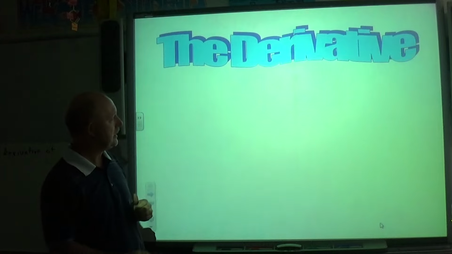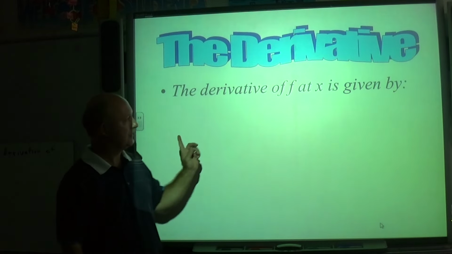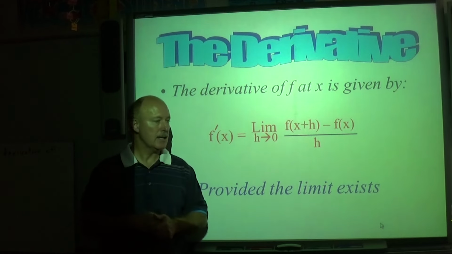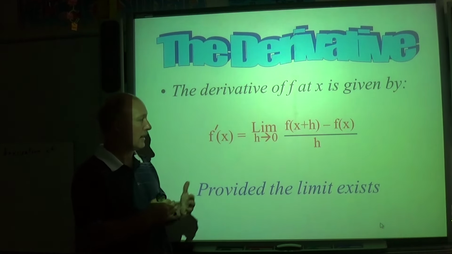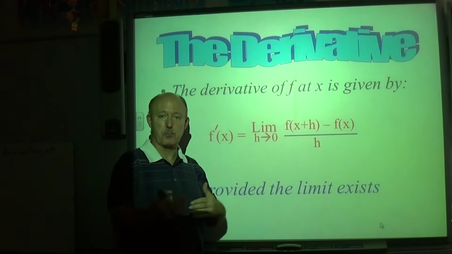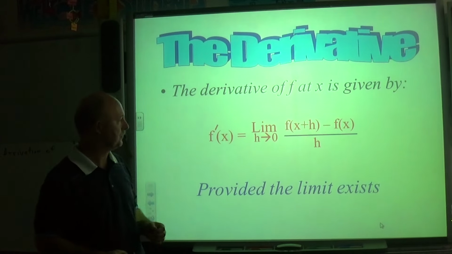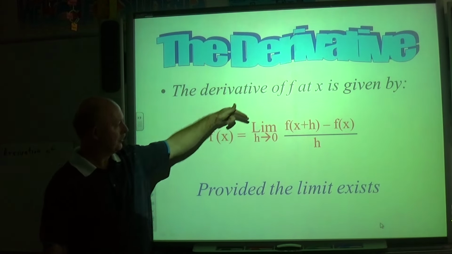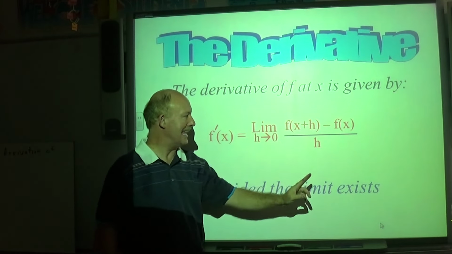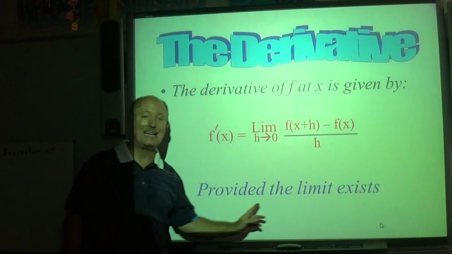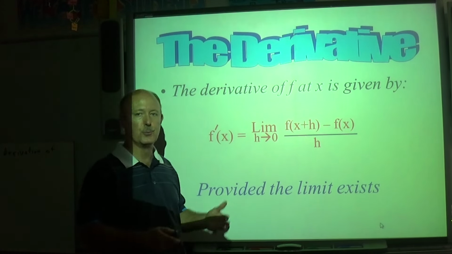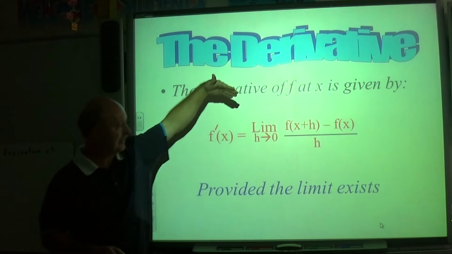So the derivative of x is given by this expression right here. Now this one we need to remember. This is how we get the slope of a tangent line. Actually this will give us the general expression for the slope, or a function for the slope. So f prime of x equals the limit as h approaches 0 of f of x plus h minus the function at x, divided by h, provided the limit exists. The limit has to exist in order for the derivative to exist. So provided the limit exists, you need to remember this.